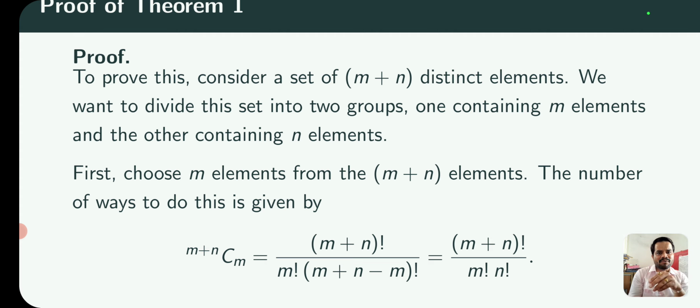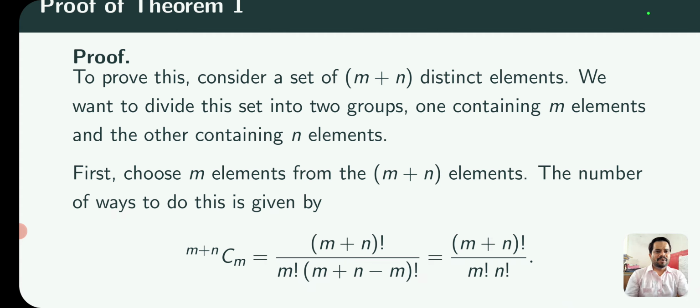The number of ways to do this is given by the formula of a combination, and it is (m plus n) C m, which equals, just apply the definition of a combination, (m plus n) factorial divided by m factorial into (m plus n minus m) factorial, because you know the formula for combination: nCr is n factorial upon r factorial into (n minus r) factorial. Just compute it, and we get (m plus n) factorial divided by m factorial into n factorial.